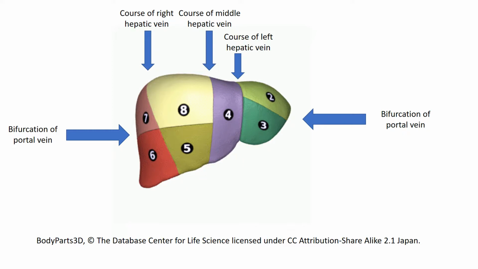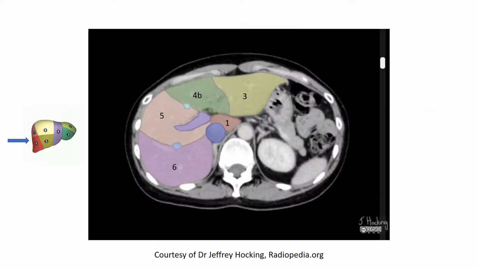Now, these arise as a result of the course of 3 hepatic veins, the right hepatic vein, the middle hepatic vein, and the left hepatic vein. Simple. So let's have a look at this on an annotated CT image.